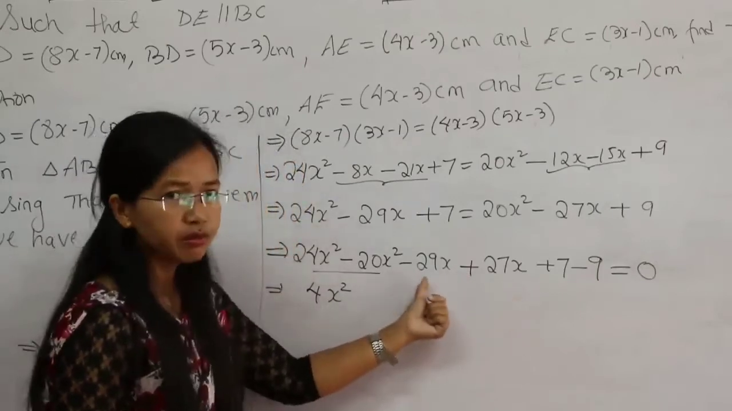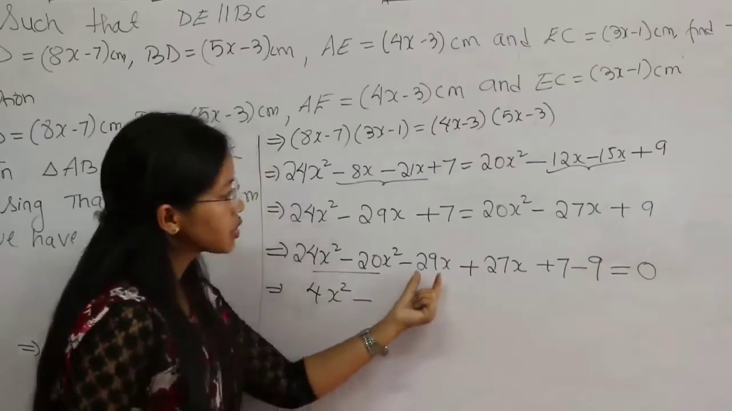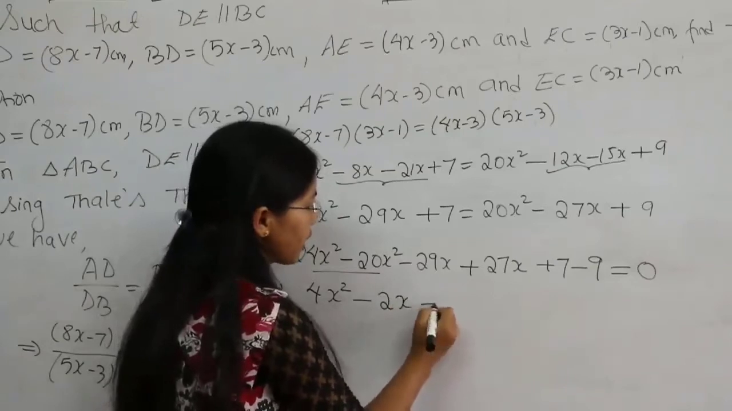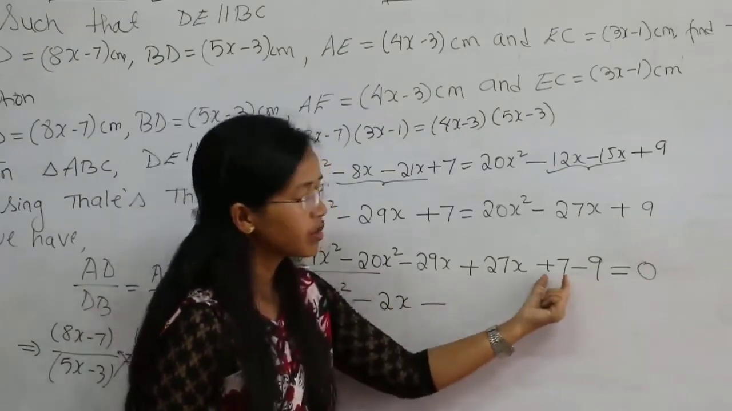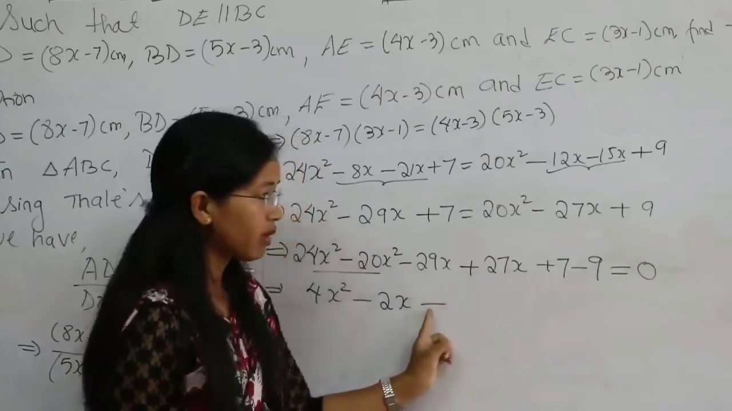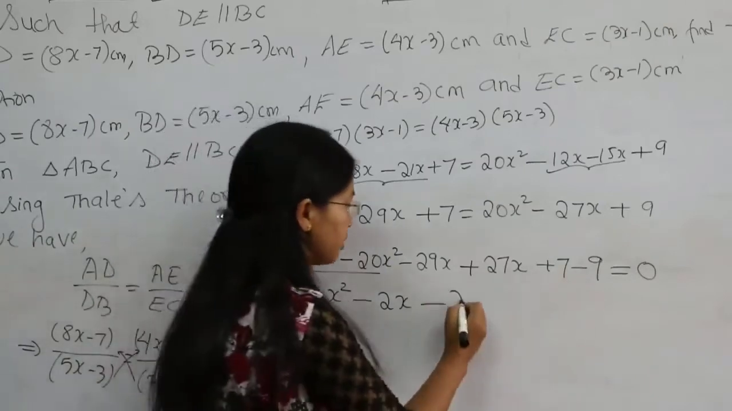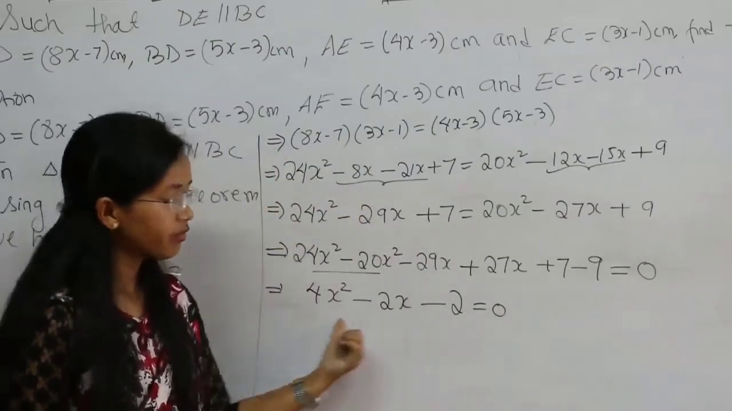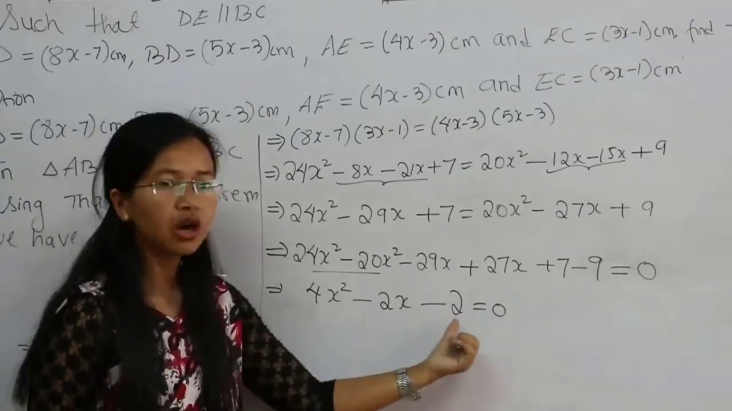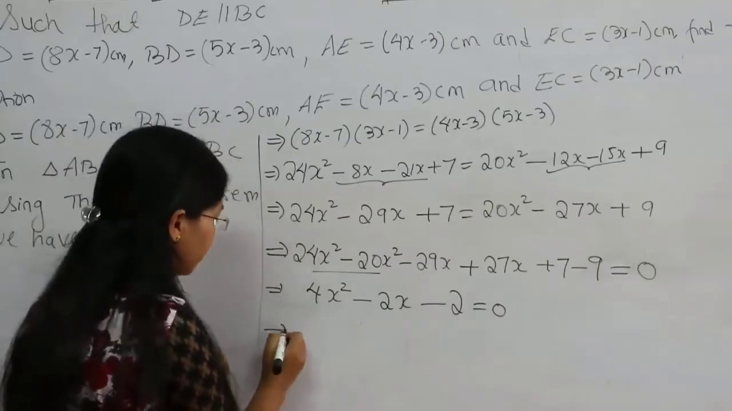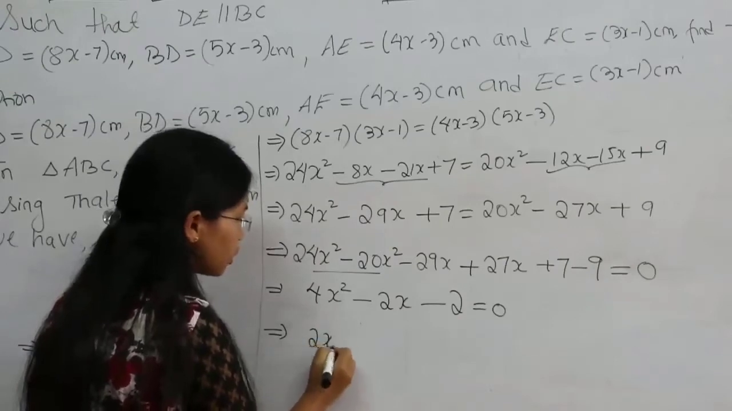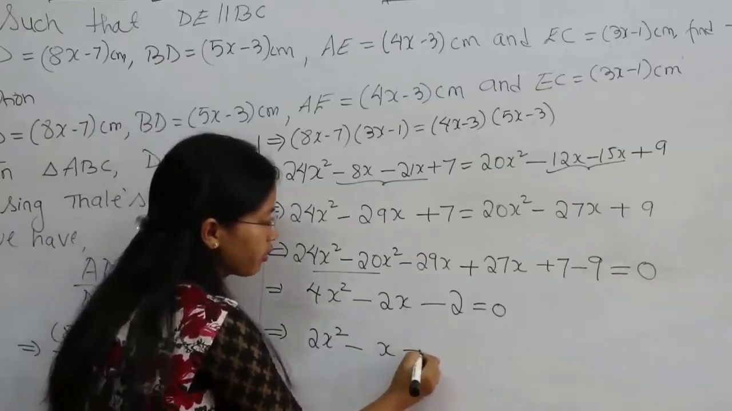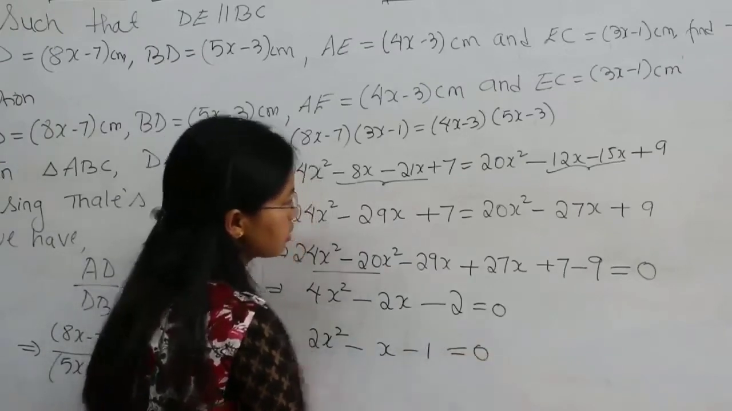And here minus 29x plus 27x. So we see minus with the bigger number, you are going to get minus. So 29 minus 27, you will get 2. So we have minus 2x, and here again minus 9 plus 7. Minus with the big number, you are going to get minus. 9 minus 7 is 2. This is equal to 0. So from here we can see that all these are factors of 2. We are going to divide throughout by 2. Then you will get 2x squared minus x, and here remains minus 1, equal to 0. Right?